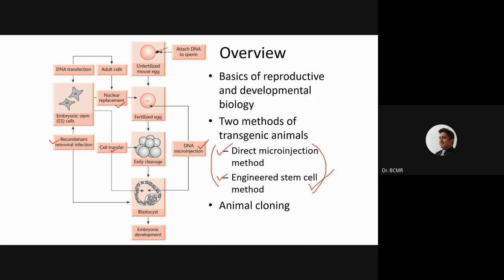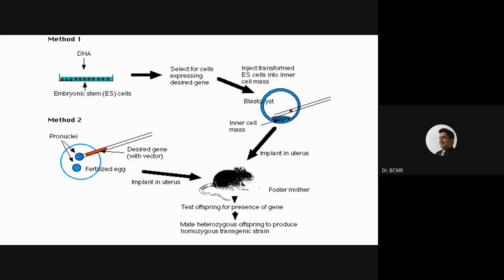And this is of most interest, directly related to our syllabus in a way, or the course: the engineered stem cell method. These two methods are in a way very simple. The top one, the first method, is the engineered embryonic stem cell method. We take DNA, we manipulate the embryonic stem cells, we get cells with the positive clones, and then we put them into a blastocyst, then we are going to get a chimera, and that is what we will discuss further. So here the manipulation is happening on the embryonic stem cells, and then we are trying to generate a complete organism.